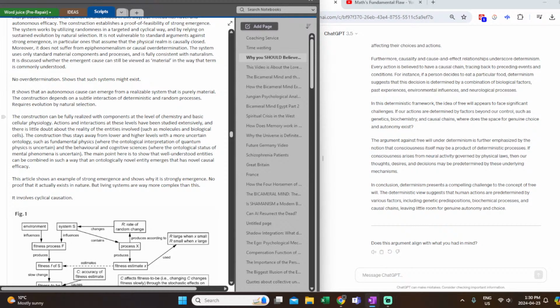The construction stays away from lower and higher levels with a more uncertain ontology, such as fundamental physics, where the ontological interpretation of quantum physics is uncertain. Let me read that again, because I was kind of dozing off. The construction thus stays away from lower and higher levels with a more uncertain ontology, such as fundamental physics, where the ontological interpretation of quantum physics is uncertain. Yeah, okay. I should explain this, because this is a good insight.